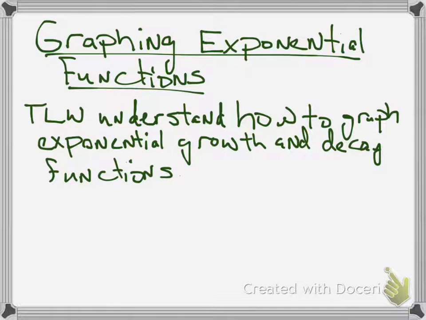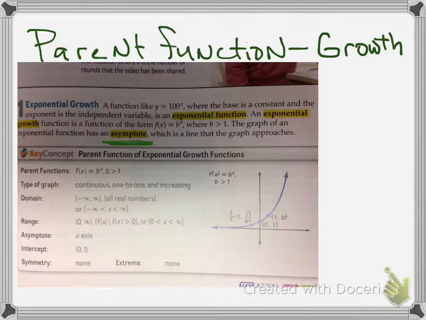So let's talk about graphing the parent function. Now here's the parent. This is the parent function for a growth. Notice that a growth goes up. So we've got a function that goes up, and that has exponential growth. There's also exponential decay, which would go down as you go from left to right. And then we want to make sure that you notice the domain and the range.